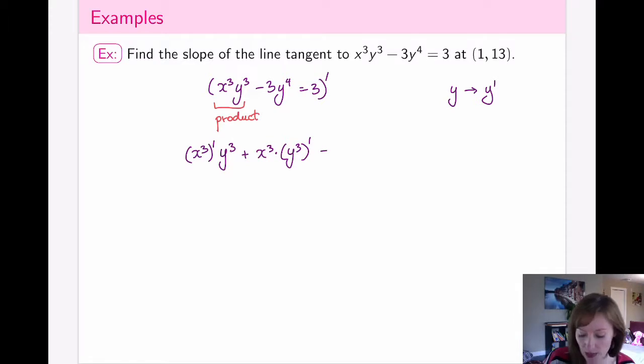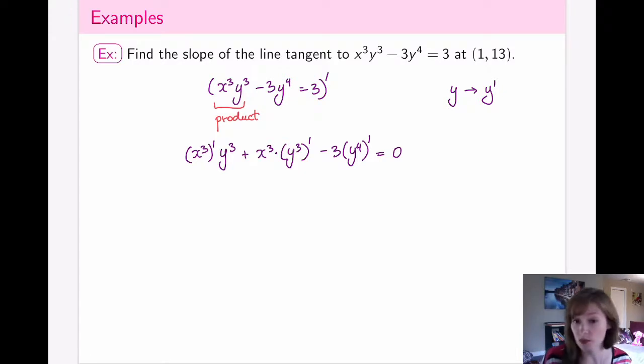Minus, and then I have to proceed through here. So this minus 3 is just a constant. I can leave it alone and then take a derivative of y to the fourth. And the 3 on the right-hand side just turns into 0. Okay, and now let me actually go through and take those derivatives.